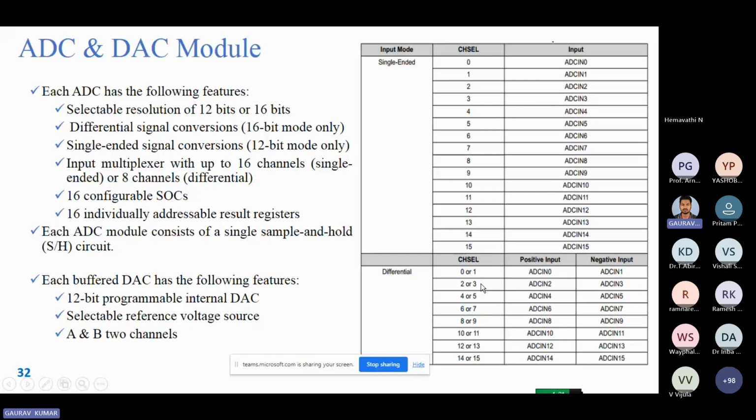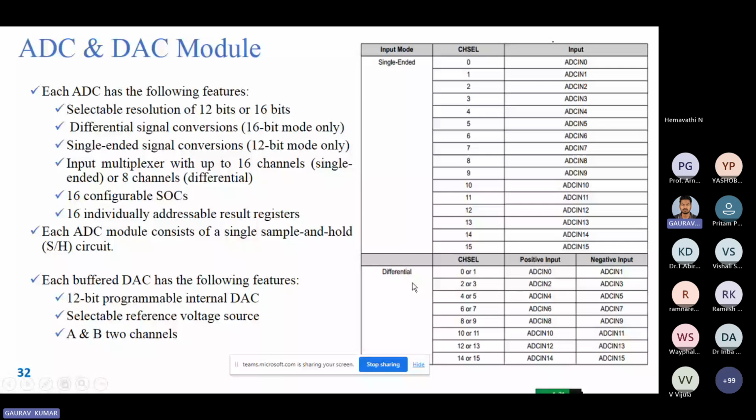Single-ended is 12-bit, which means if this pin sends data, it will convert to the corresponding 12-bit digital value. When we go for the differential input pins, we have to input with two pins. Suppose we want to sense a differential input with the ADC block, then we have to give the positive input to ADC input 0 and the negative input to ADC input 1. That way we can sense the differential input.